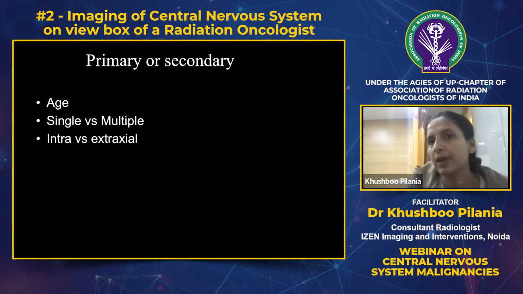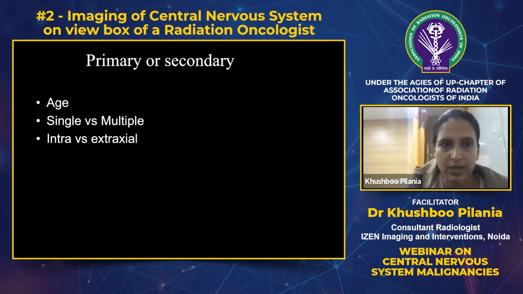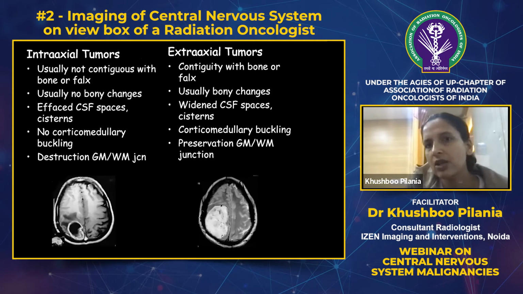Then to differentiate primary versus secondary, of course, it's single versus multiple, intra versus extraaxial. Imaging wise, how do we differentiate an intra from an extraaxial tumor? As I said, the importance to differentiate is, number one, primary extraaxial malignant tumors are less likely. Yes, if it's an extraaxial tumor, it can be metastasis.